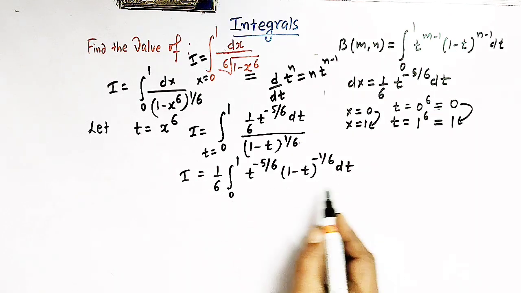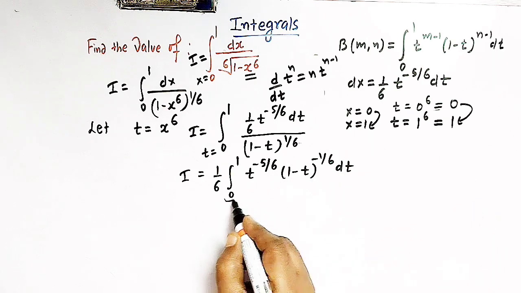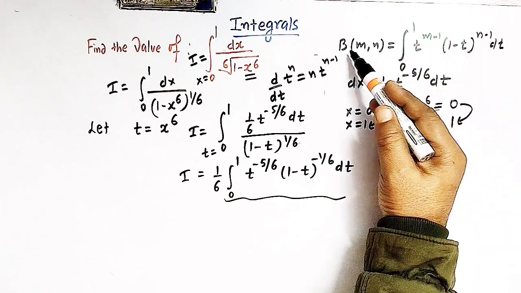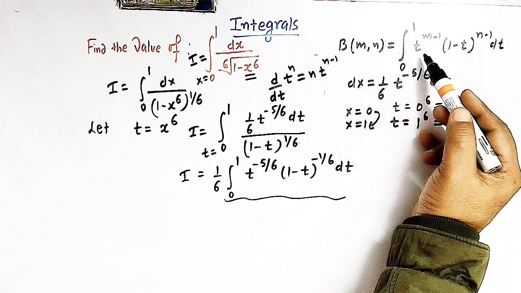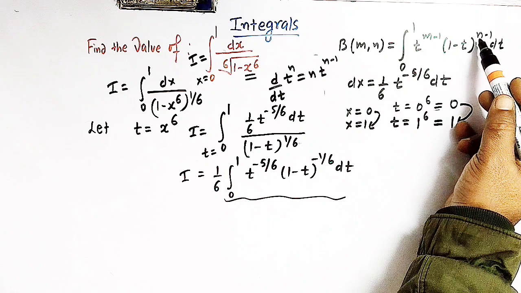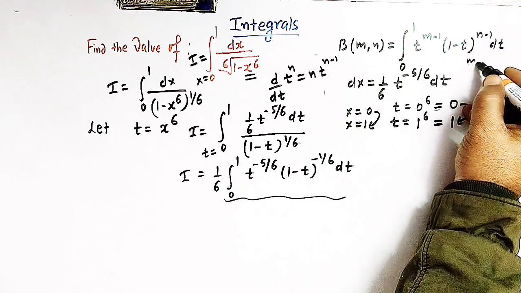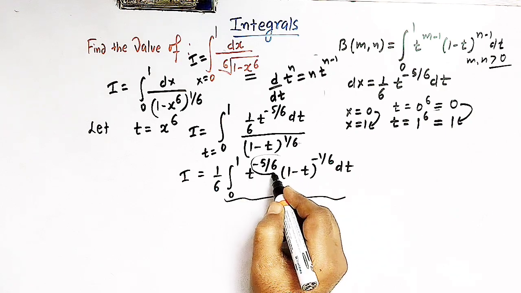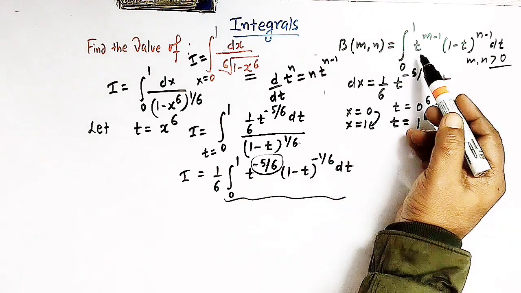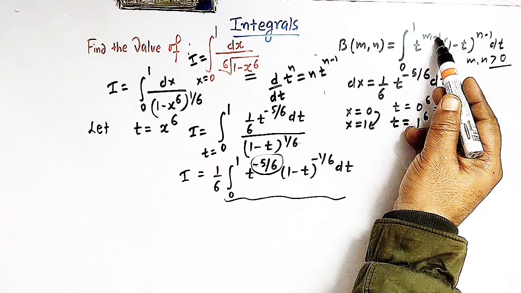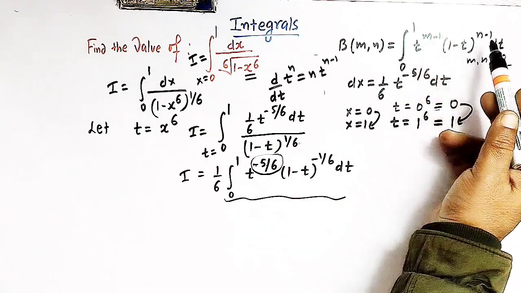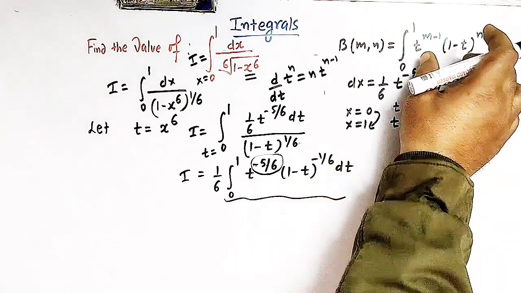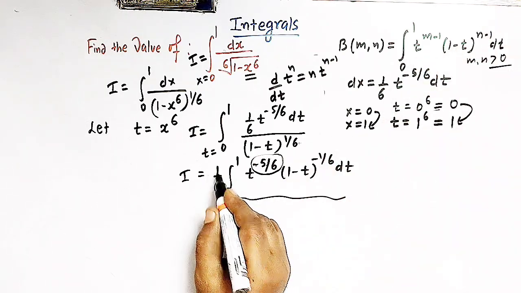So now we can easily observe that this integral is similar to the beta function, that is beta m comma n is integral from 0 to 1 of t raised to m minus 1 times 1 minus t raised to n minus 1 dt, where m and n are greater than 0. Here we have t raised to minus 5 over 6, and here t raised to m minus 1. So now we need to find the values of m and n. We can compare this integral with this one. Here we have an additional factor 1 over 6.